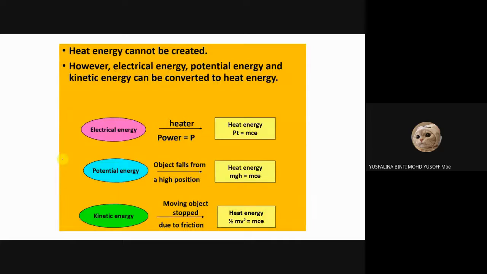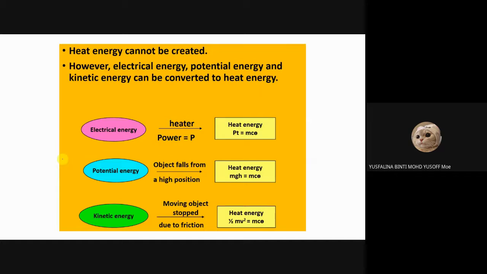Okay, the next one. So heat energy cannot be created. This one is actually the principle of conservation of energy, right? You cannot create energy, you cannot destroy energy. What you can do is only change the form of energy. So heat energy cannot be created. However, electrical, potential and kinetic energy can be converted to heat energy.